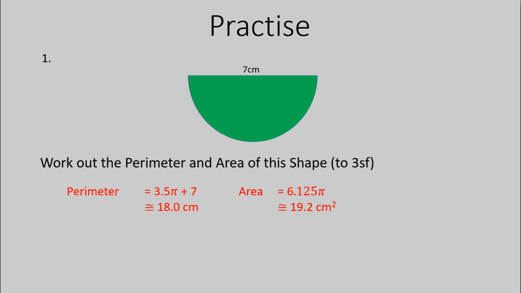I hope you used the correct units of measure. The perimeter is measured in centimeters because my shape is measured in centimeters, my length, and the area is measured in centimeters squared because it's a 2-dimensional measure.